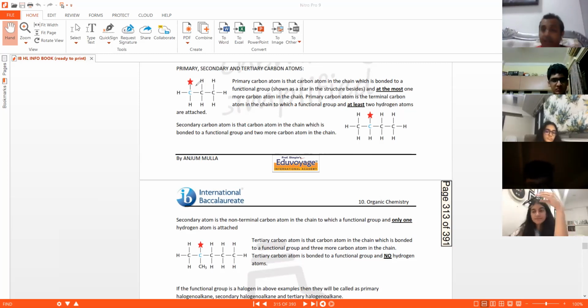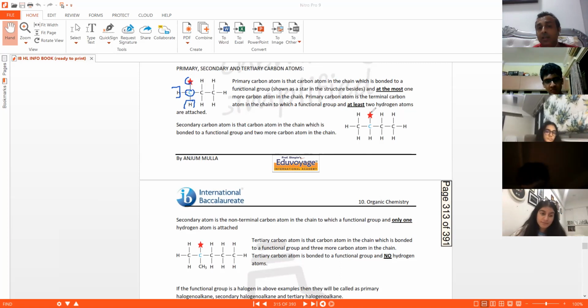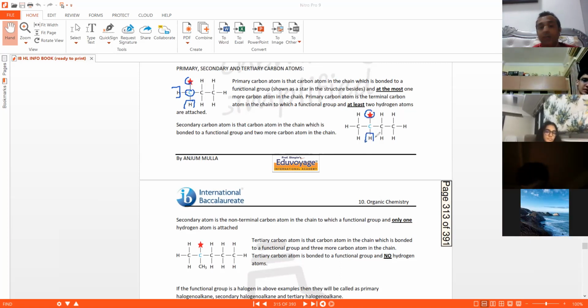Second, now I'm talking about a different way to decide that. Primary is where the star is bonded to that carbon atom which is further bonded to at least 2 more hydrogens. That carbon will be bonded to 2 more hydrogens. Secondary is where the star is bonded to that carbon atom which is directly bonded to only one carbon atom.